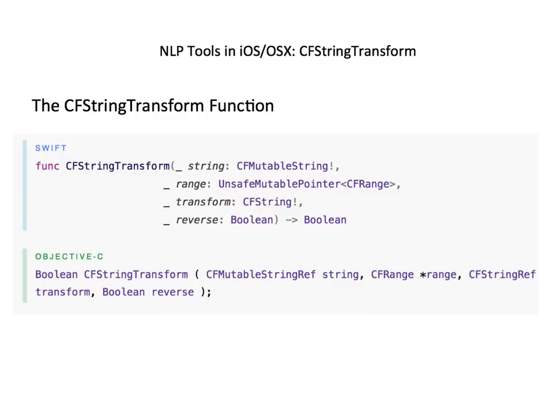And since it's a Core Foundation function, if you want to use NSString and NSMutableString from Foundation, you'll have to take advantage of toll-free bridging to convert them to CFString and CFMutableString. So let's see how this works in Swift.